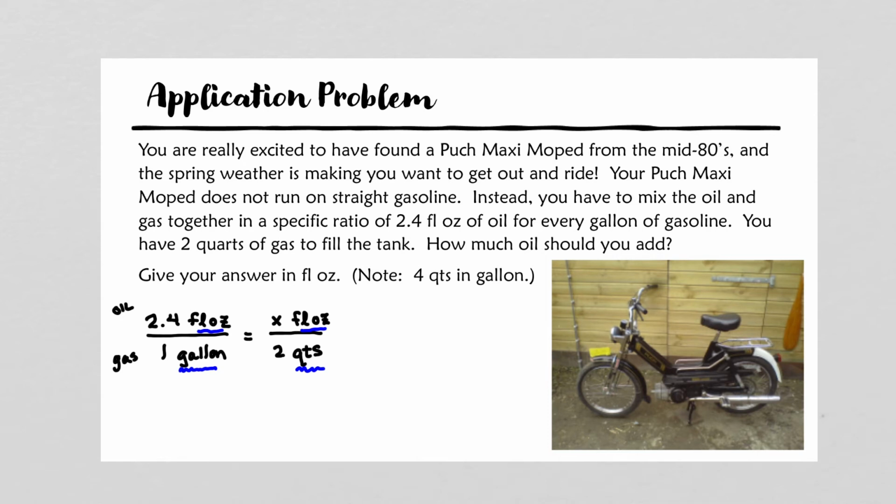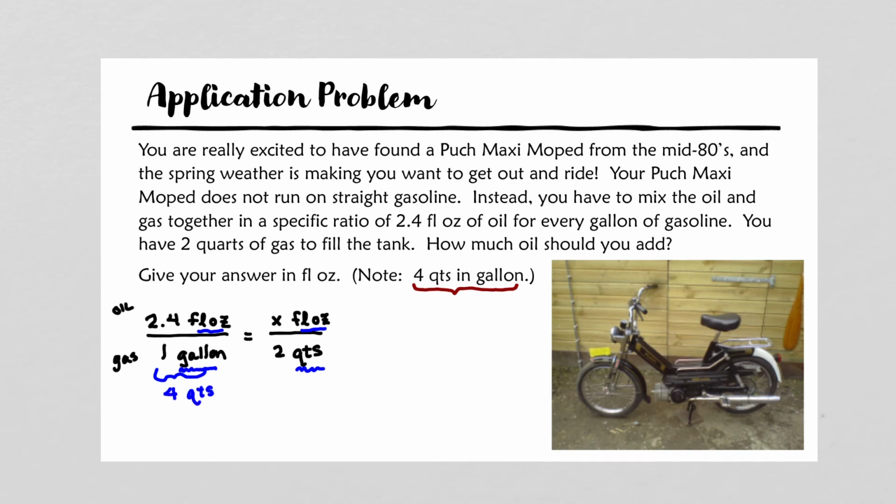Well, how can I go about changing? I think I can use this little note that's given to me, namely there are 4 quarts in a gallon. That's going to allow me to convert from quarts to gallons or gallons to quarts. I think I'm going to choose to rewrite my 1 gallon in terms of quarts. That is, 1 gallon is 4 quarts.